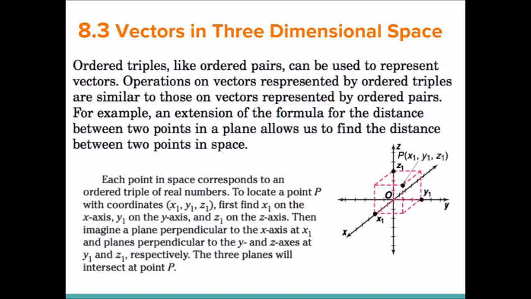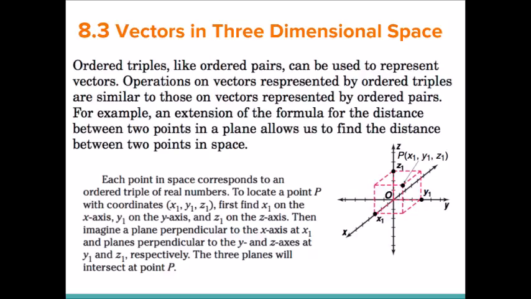8.3 goes over vectors in 3-dimensional space. Like we did before with ordered pairs, but now we're going to learn about ordered triples. Like ordered pairs, they can be used to represent vectors. Operations on vectors represented by ordered triples are similar to those on vectors represented by ordered pairs.